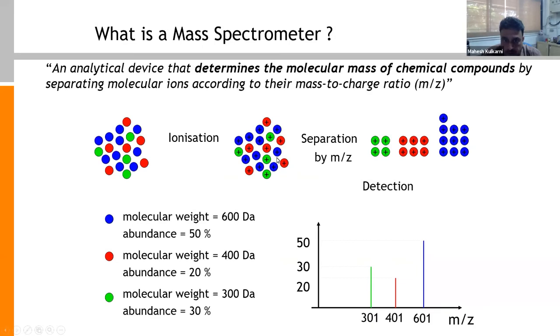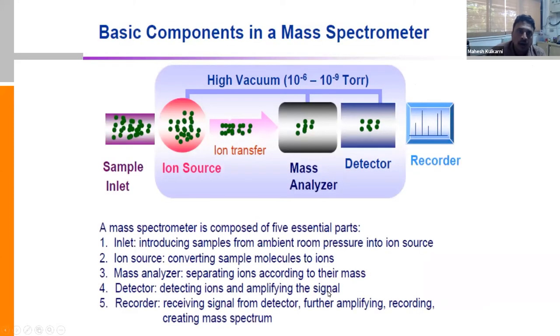They have been protonated, separated in an analyzer, and detected. This is how a mass spec typically looks. On the x-axis you will see the m/z, whereas the y-axis relates to abundance. I think many of you might have seen this slide before.